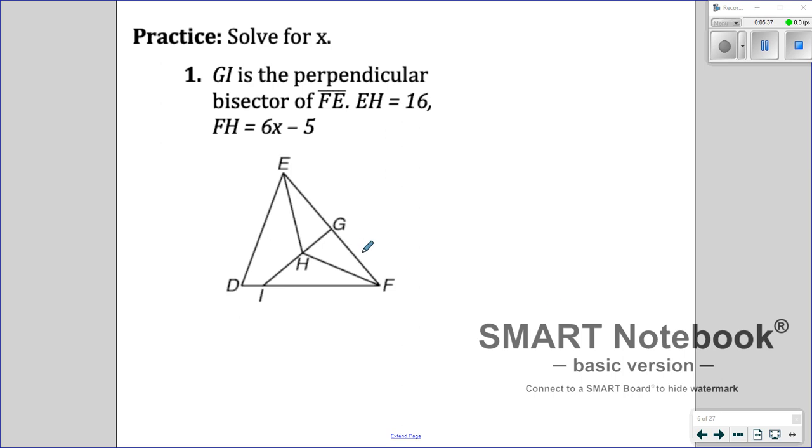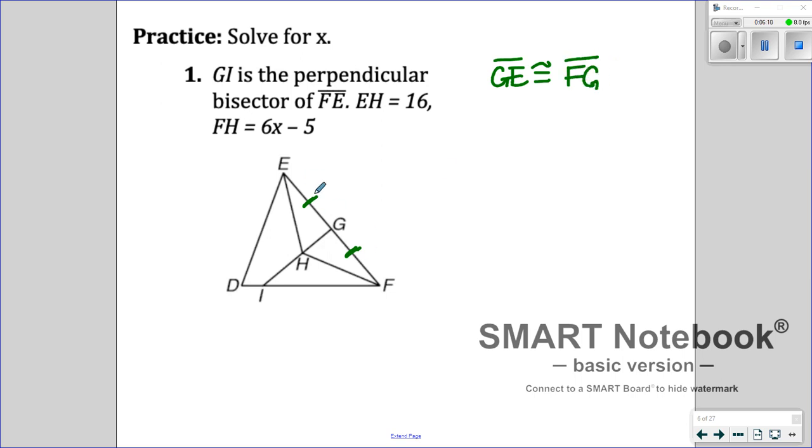So we're going to apply this special segment to a problem. It says that GI is a perpendicular bisector of FE. So FE is right here, and we got GI, so that means GE and GF are congruent. So I'm going to write that here. So what I'm doing is I'm writing all the information, whatever they've given me, and then finding whatever I can from the information that they gave me. I'm writing it down so I've got something to reference from.